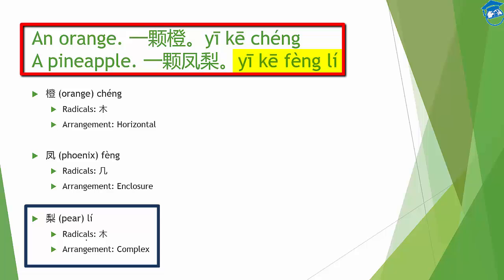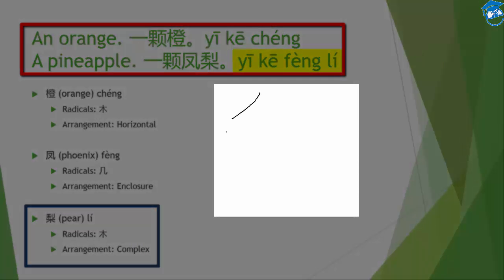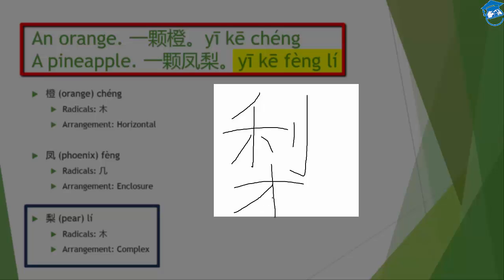The arrangement is complex because, as you can see, it has the top component and the bottom component of the radical, but at the top component it has the left and right component here. Okay, so here's how I write pear, 梨. 1, 2, 3, 4, 5, 6, 7, 8, 9, 10, 11. 梨.